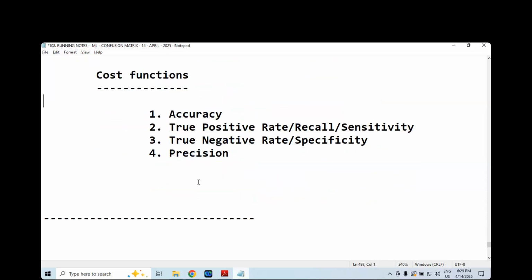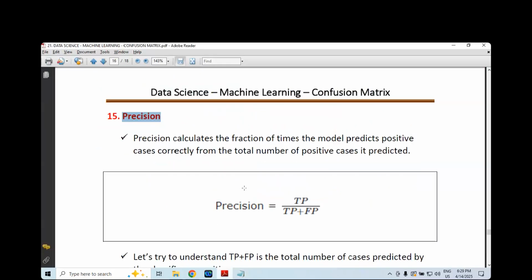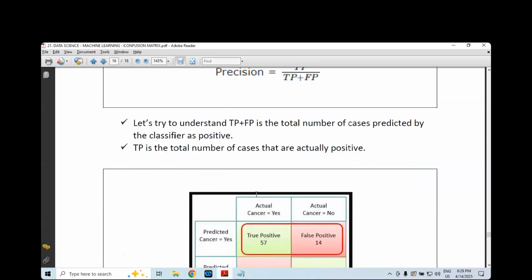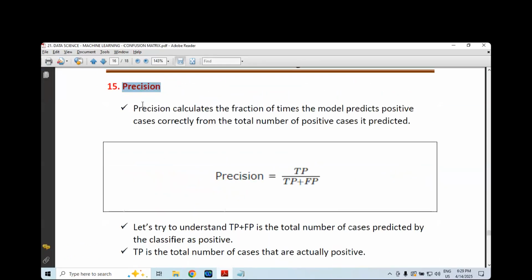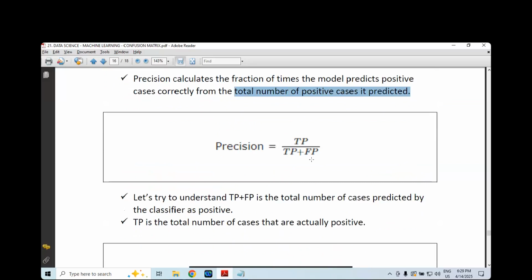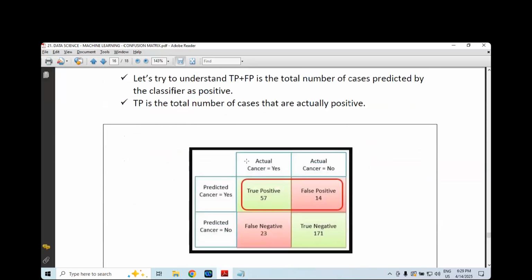Good. Let's move on. What do you mean by precision, sir? Instead of this formula, if you look at the table, you will get an idea. We are completely focusing on precision. Precision calculates the fraction of times that the model predicts positive cases correctly from the total number of positive cases it predicted. TP divided by TP plus FP, and you need to understand this.